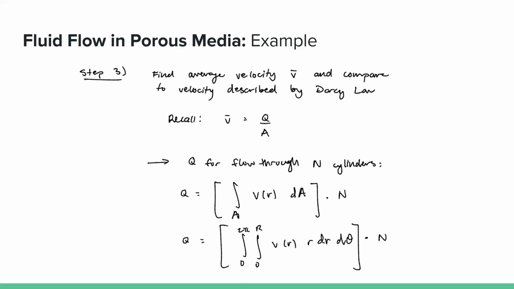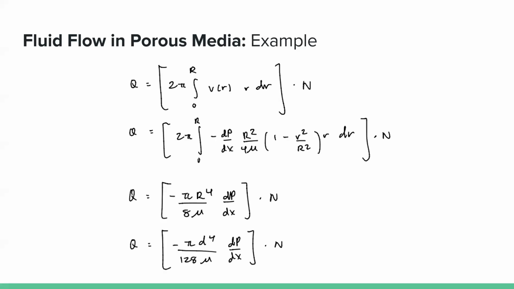Recall that the average velocity is equal to the total flow rate over the total cross-sectional area. So we want to find the total flow rate. We're going to find Q for the flow through N cylinders. Q is normally the integral of the velocity over the entire area, and we're just going to multiply that by N. We can expand this by doing the integral from 0 to 2 pi and 0 to R as the total area of that pore, and then continue expanding by substituting the expression that we have for velocity into that integral.